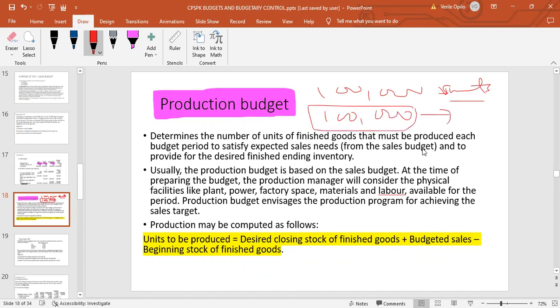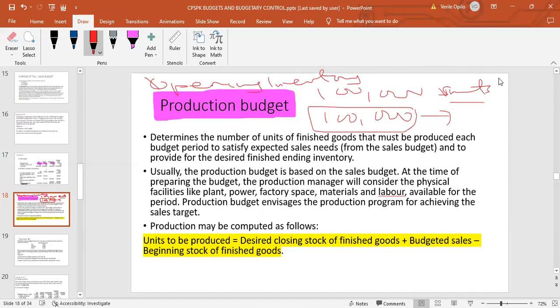We need to do some calculations and some adjustments in order to determine how many units the business should produce in a given period. And how many units the business produces in a given period is going to be determined by how many units the business had in opening inventory. Are there any units that were left in the company at the beginning of the period? Is there any units that we started out with at the beginning of the period? And also, do we want to have any other units in closing inventory?